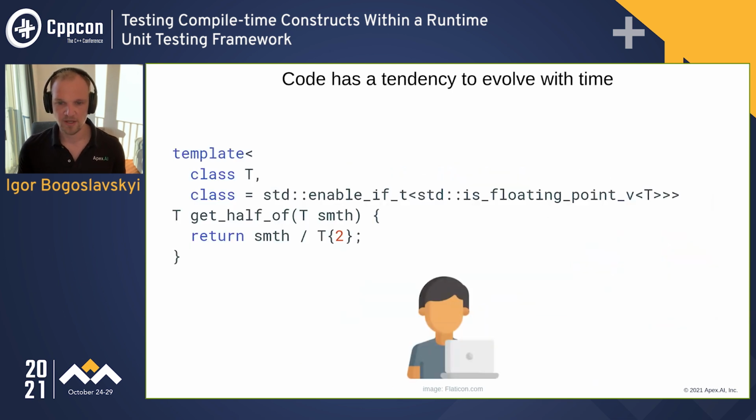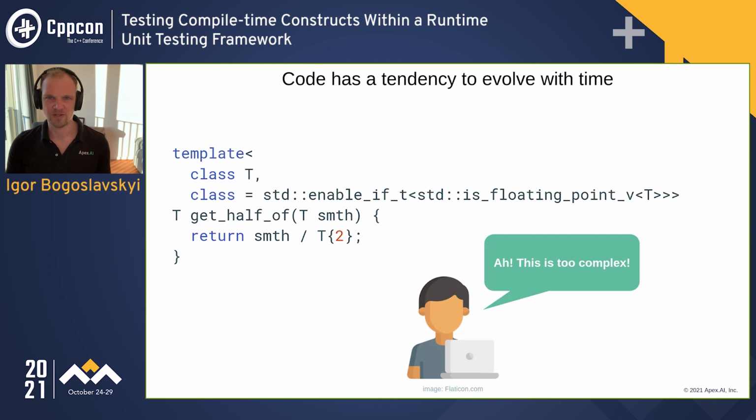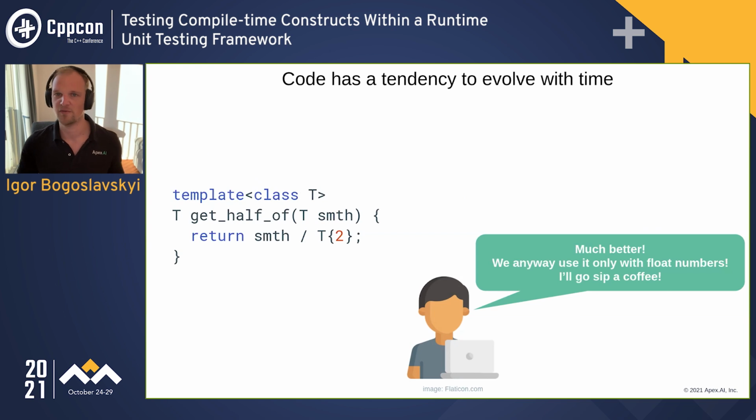And then at some point, we have some of our engineers who just woke up and they feel groggy and they didn't have their coffee yet. So they look at this code and they go, oh my God, this is too complex. Why so much complexity? We don't really use it with anything apart from floats. So I know exactly what to do, and I will simplify this code. So they simplify this, right?